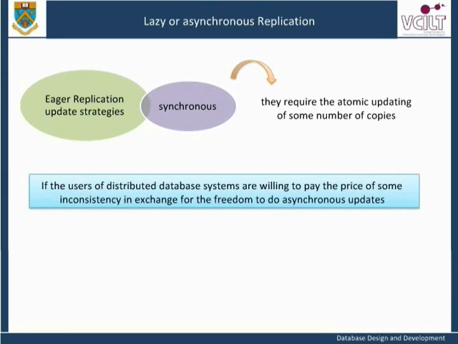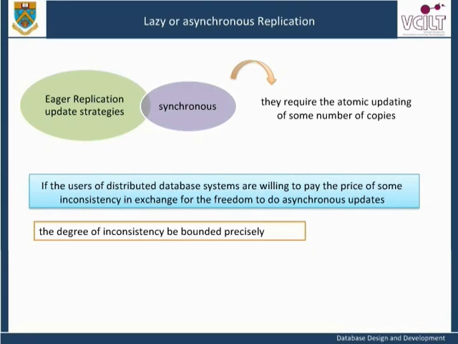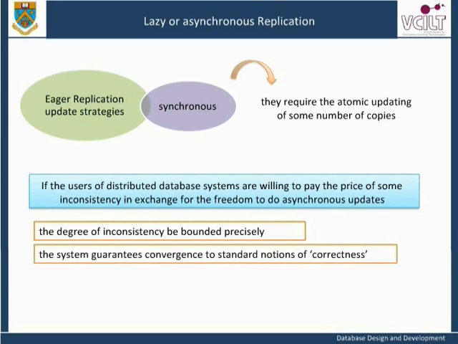If the users of distributed database systems are willing to pay the price of some inconsistency in exchange for the freedom to do asynchronous updates, they will insist that the degree of inconsistency be bounded precisely and that the system guarantees convergence to standard notions of correctness. Without such properties, the system in effect becomes partitioned as the replicas diverge more and more from one another.